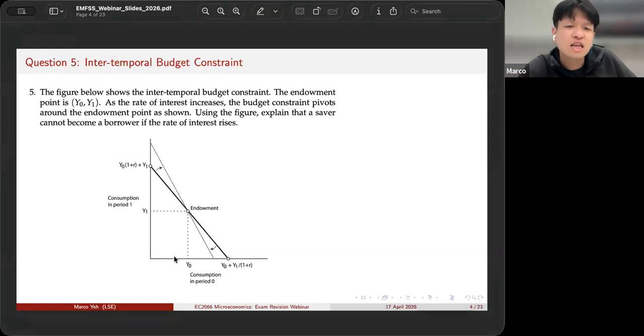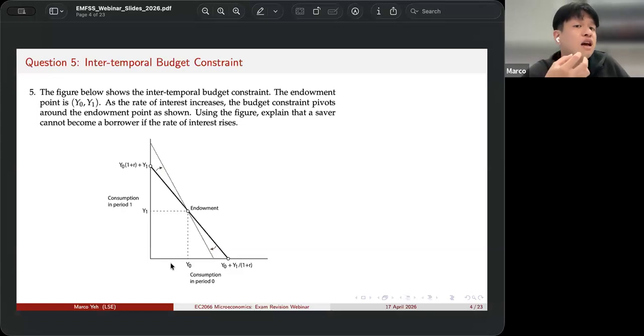I want to eat less than the income level today. So C0 is lower than Y0. If that's the case, I'm saving money. What do I mean by that? There's a difference between Y0 and C0. I earn more than I eat today. The difference becomes the saving into my saving account.